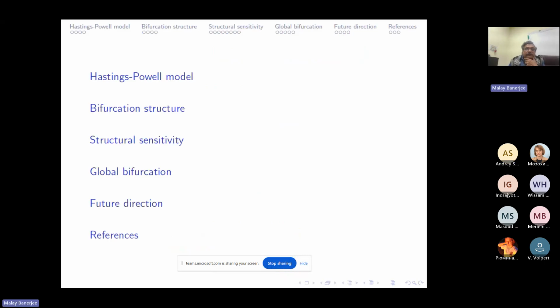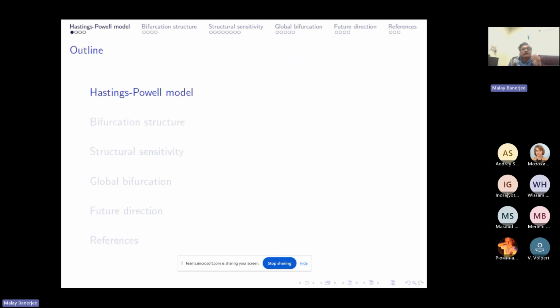So first I'll talk about what is the Gastings-Powell model, and mainly I'm interested to look at the chaotic oscillation in the Gastings-Powell model. Then I'll discuss the complete bifurcation structure of the model. And then I'll come to the most important part, that is what is structural sensitivity. And then I will go to global bifurcation and finally future direction of research as well as references.